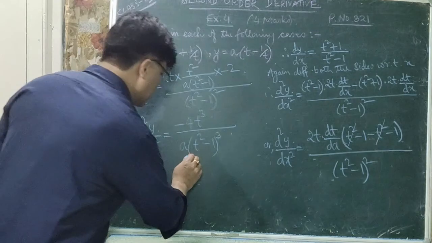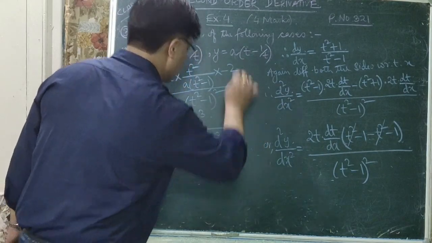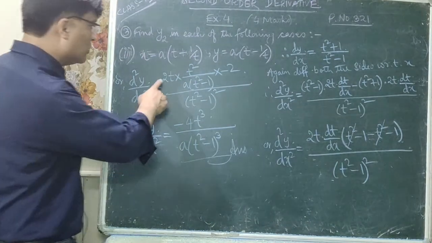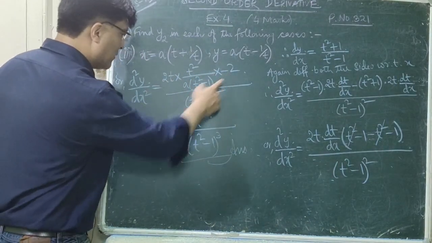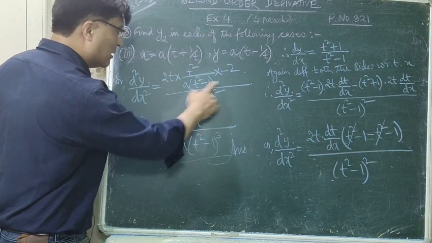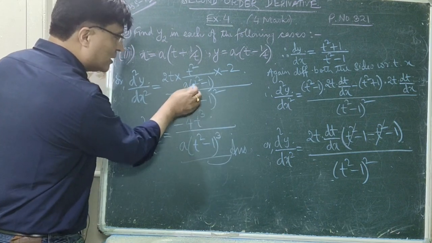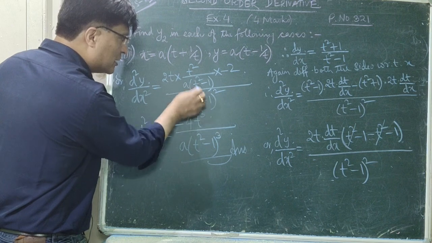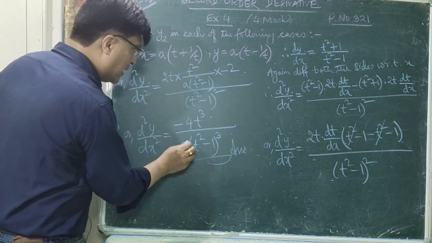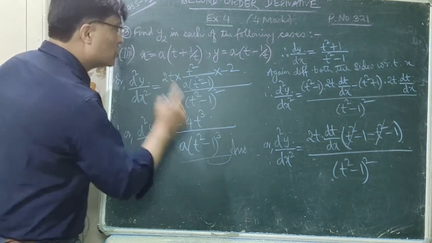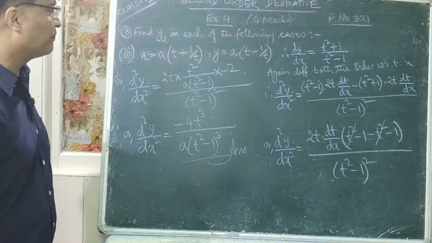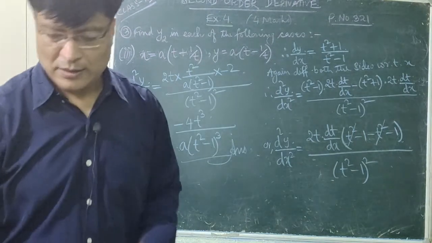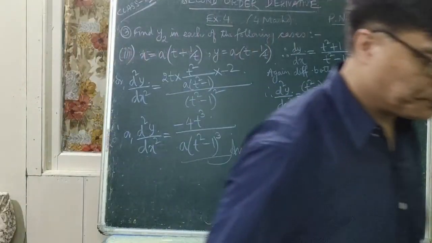Okay, so this is your final answer. So this is the answer for d square y by dx square, which is equal to minus 2, 2s are 4, t into t square, t cube, divided by, both are in the denominator here, you cannot cancel them, these two should be multiplied, that is a into t square minus 1 whole cube. So this is your final answer. So I think you have understood it, so you can copy it. Now we'll do the next question.